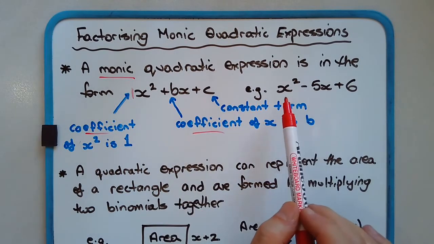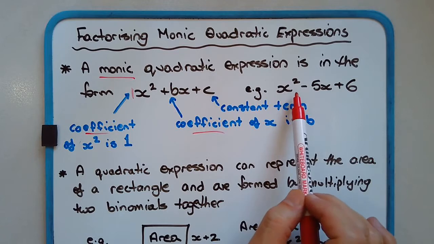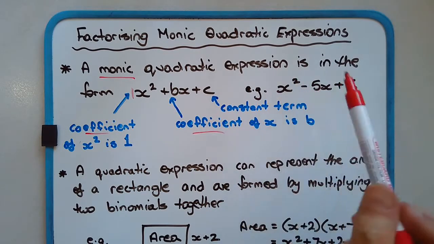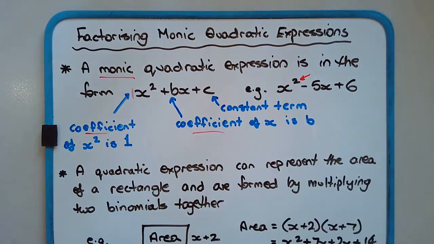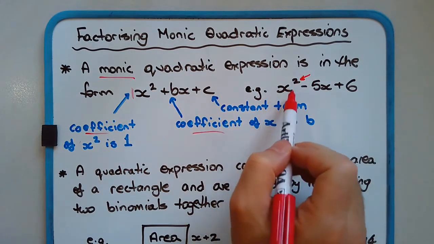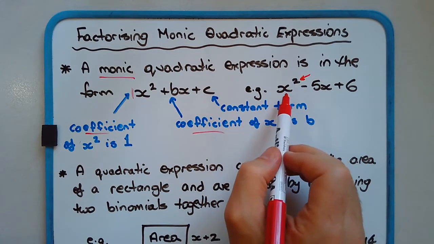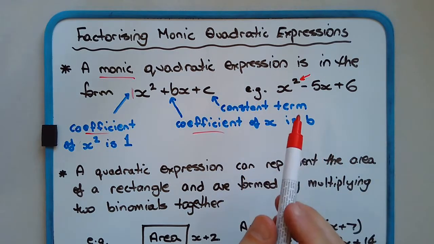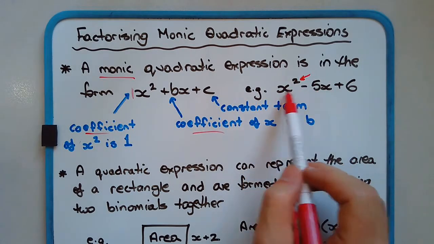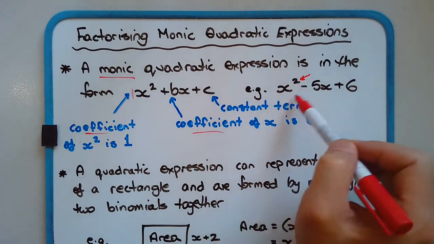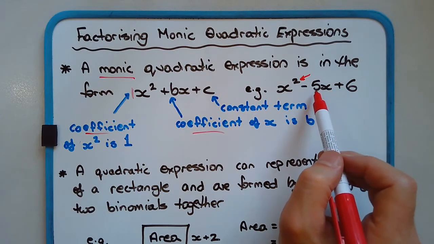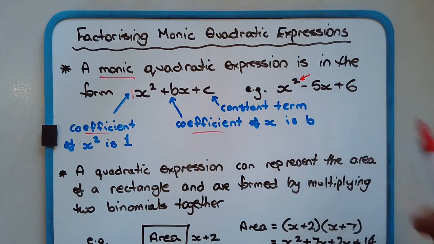An example of a monic quadratic expression is x squared minus 5x plus 6. Again, notice that the highest power is a 2, and there's only one variable term of this type. In other words, there's one x squared term. It's all in x, but there's only a single x squared term. The x on its own could be whatever number you like, and the constant term could be whatever you like. The main thing is that it's a monic quadratic.